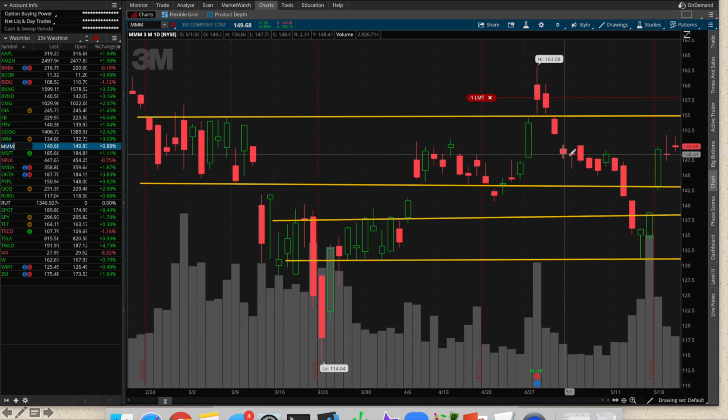So at this point, I would have definitely taken a trade. It would probably be a 148, 152, 153 bull call spread. I would have taken this trade for sure.